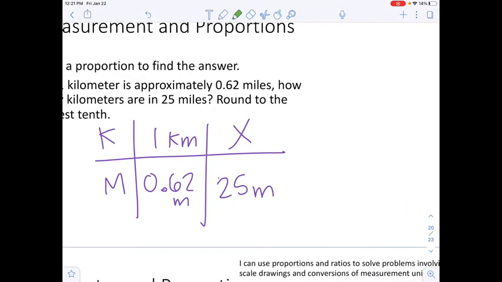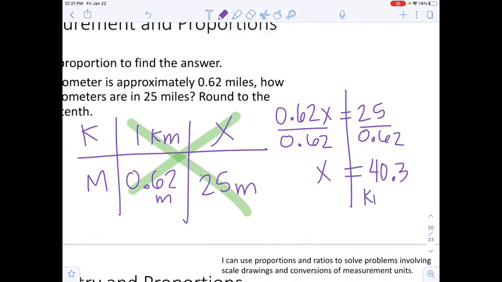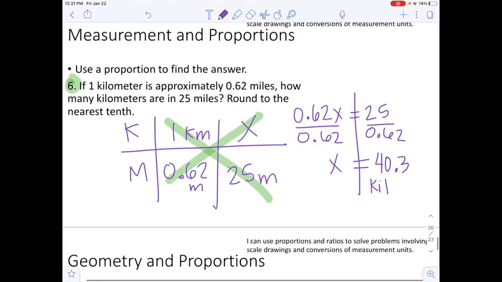And then to solve for x, I'm just going to cross multiply. 0.62 times x is 0.62x. And set that equal to 1 times 25, which is 25. Then to solve for x, I'm going to divide by 0.62 on both sides. And I'm left with x equals, take 25 divided by 0.62. And rounding to the nearest tenth, you should get 40.3. Then I just need a label. It would be kilometers.